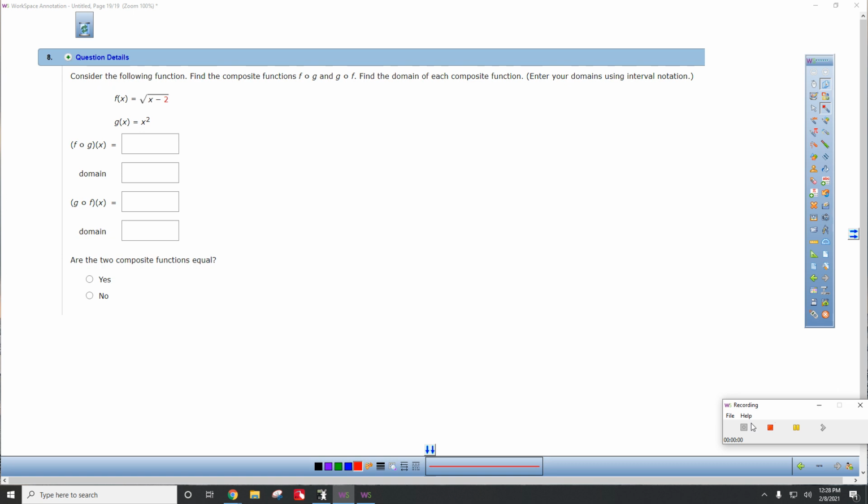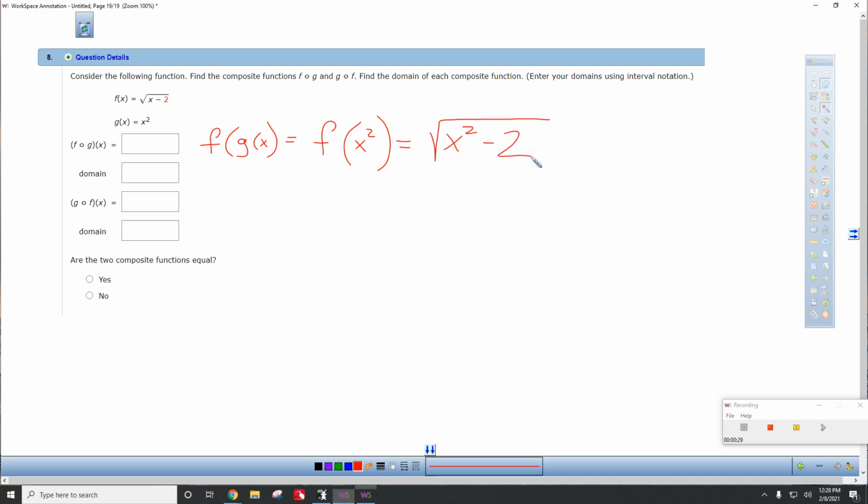Alright, here's another tough question. People love to hate on these composite functions. f of g of x. This is the same thing as f of g of x, which is f of, what's g of x? f of x squared. Well, f of x squared is the square root of x squared minus 2. So I take whatever's in here and put it in for my variable in the f function.